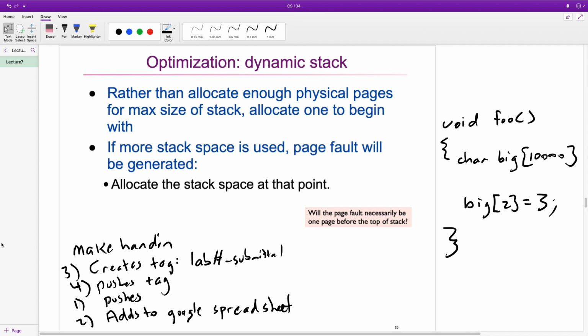So if make hand in complains, what should you do to get rid of it? Remove the Py caches. They're just caches, who cares?